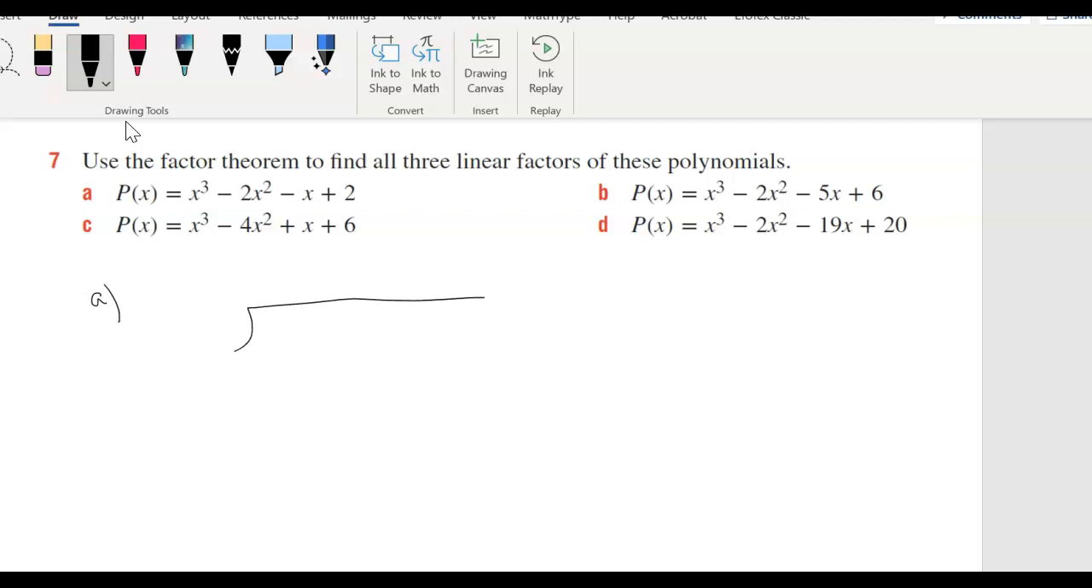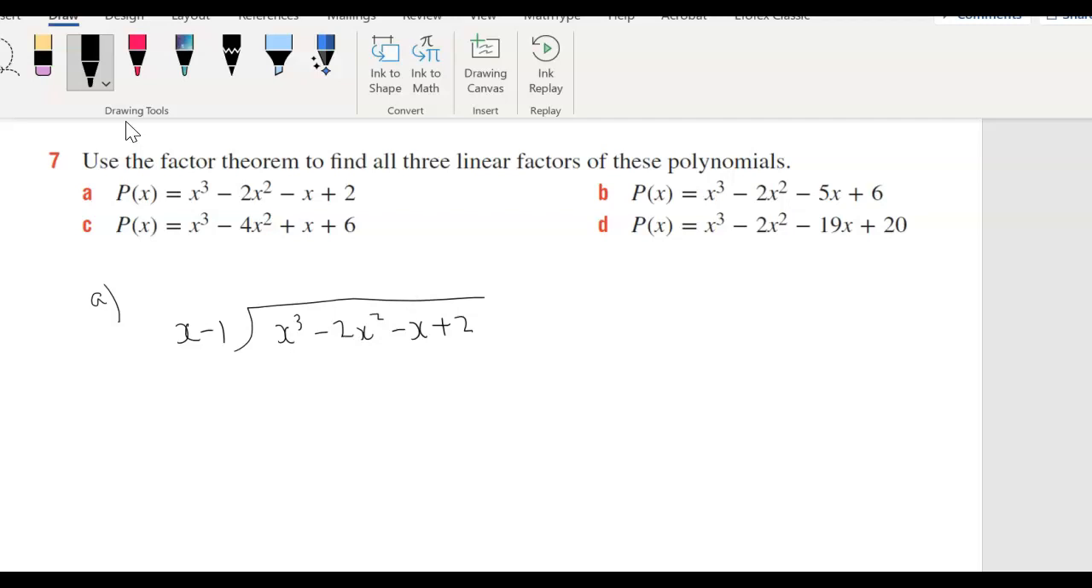So your cubic just goes in here. We've got x cubed minus 2x squared minus x plus 2. I'm going to try x minus 1. It's probably the easiest one to do. If it doesn't work, then I would just try something else, maybe x plus 1.